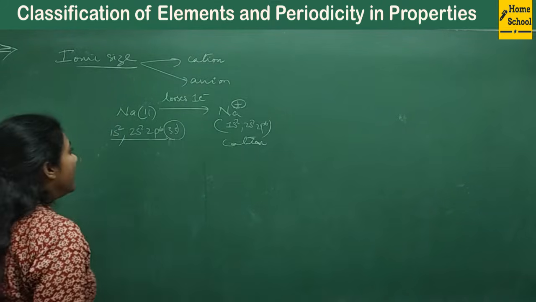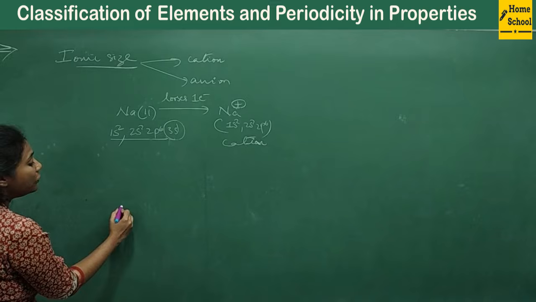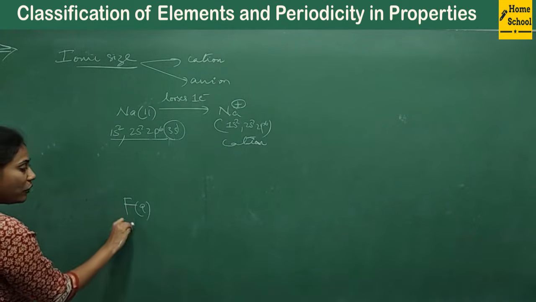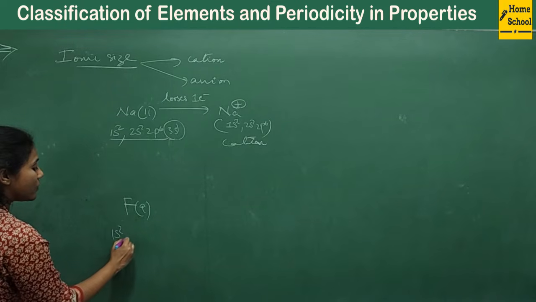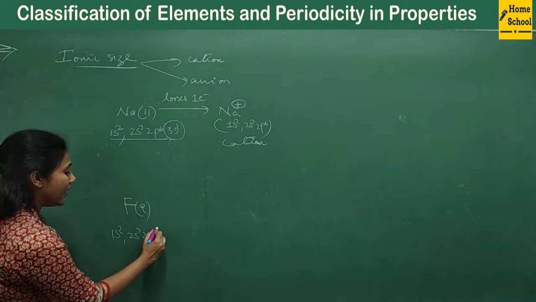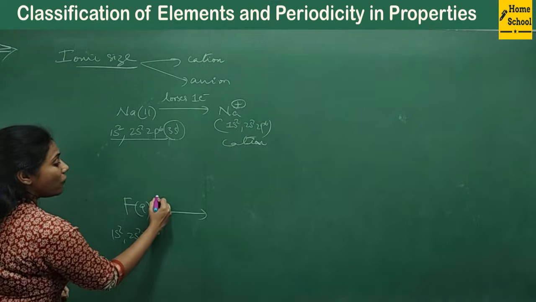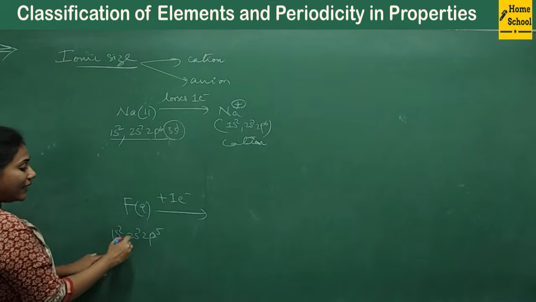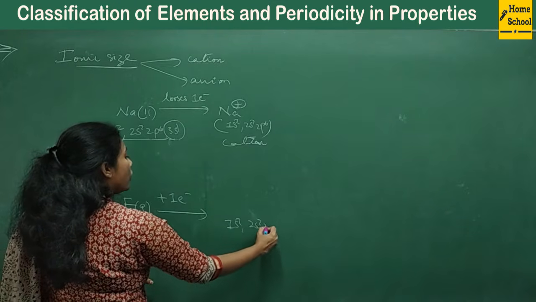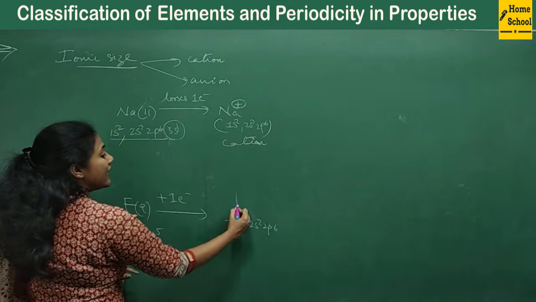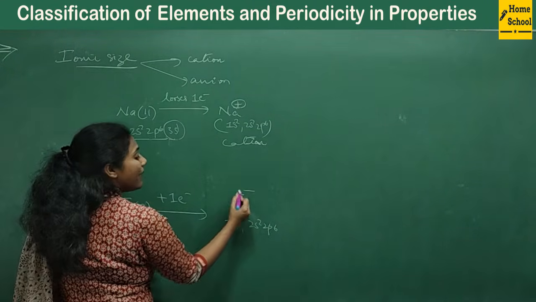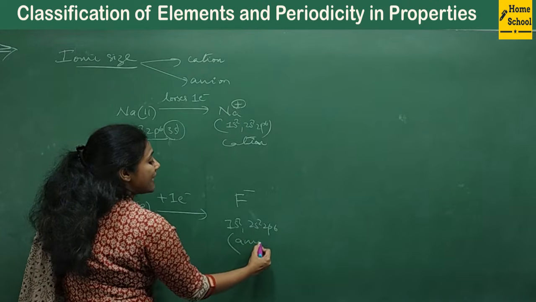Okay, fine. And similarly, how do you get a negative ion? Say fluorine is there. Atomic number 9. If I have to write its electronic configuration, 1s2, 2s2, 2p5. If it gains 1 electron, it will have the noble gas electronic configuration 1s2, 2s2, 2p6, isn't it? So after gaining 1 electron, this F is not a neutral atom. Now it has become F minus, which we will call an anion.